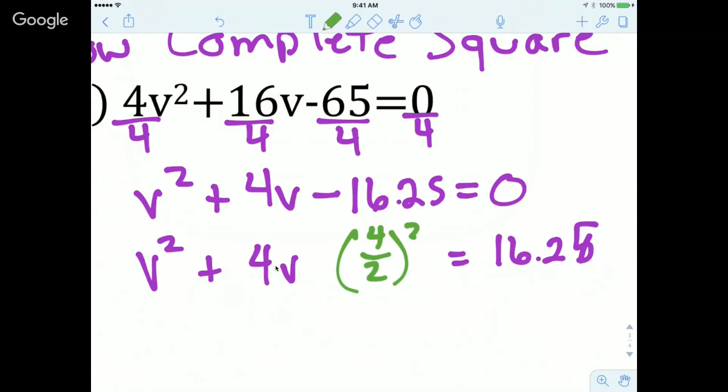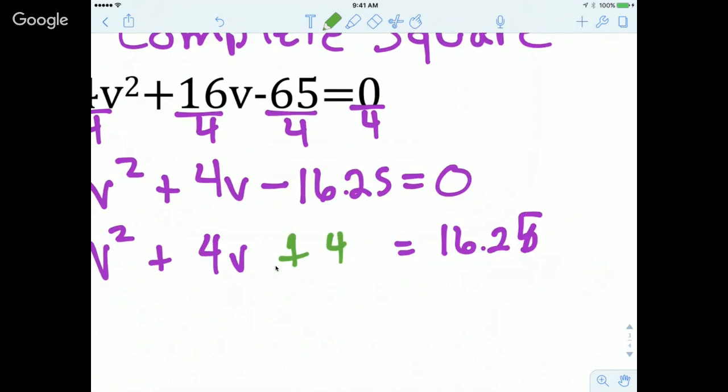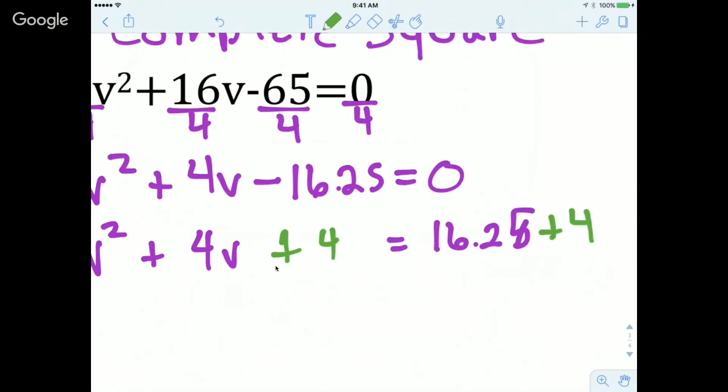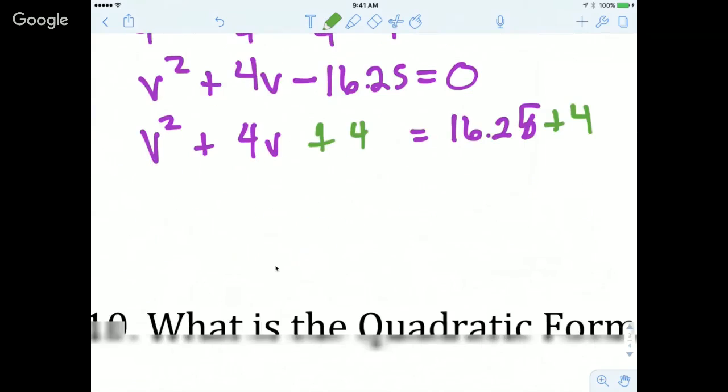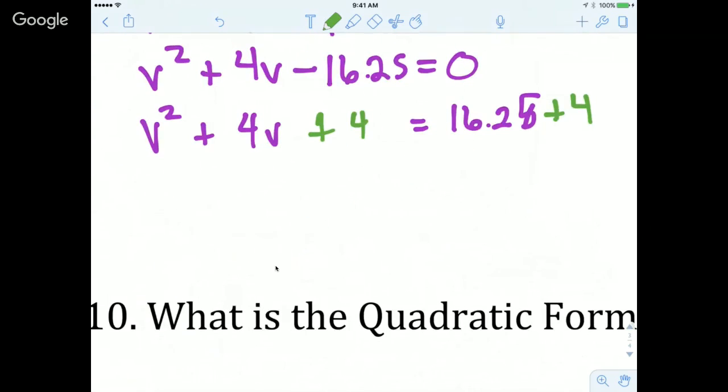4 divided by 2 is 2. 2 squared is 4. That goes on both sides. Where did that 4 come from? B divided by 2 squared.